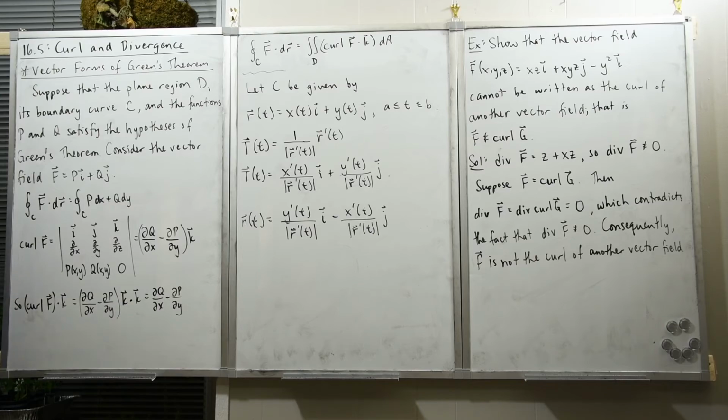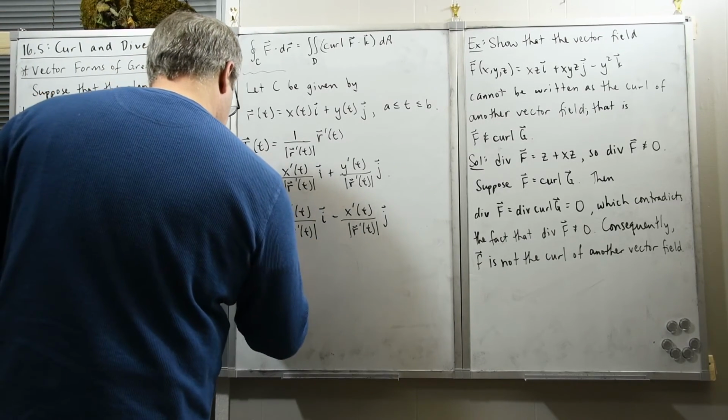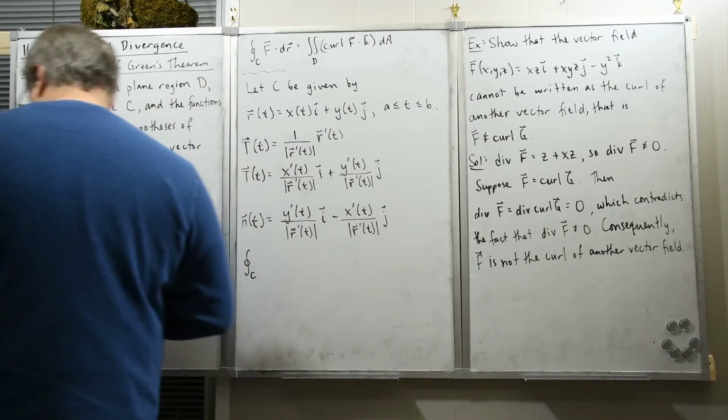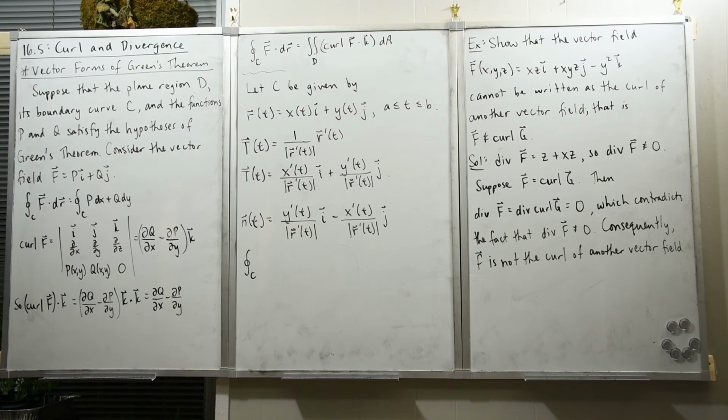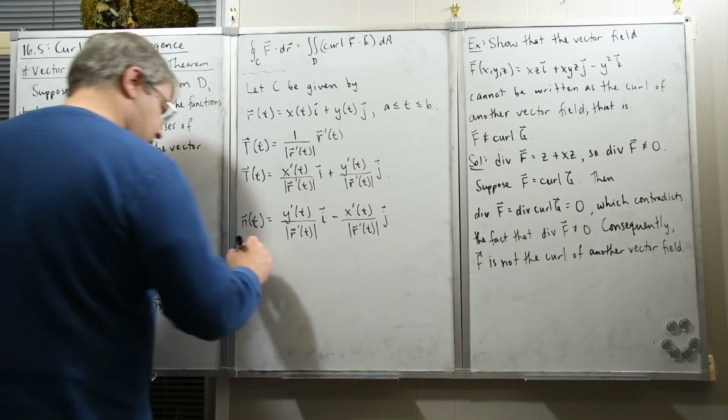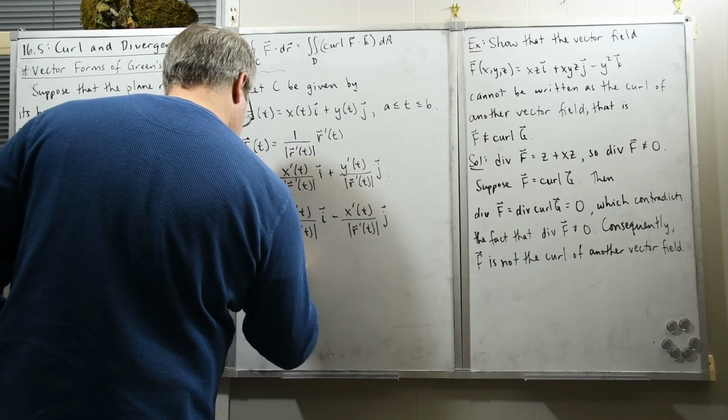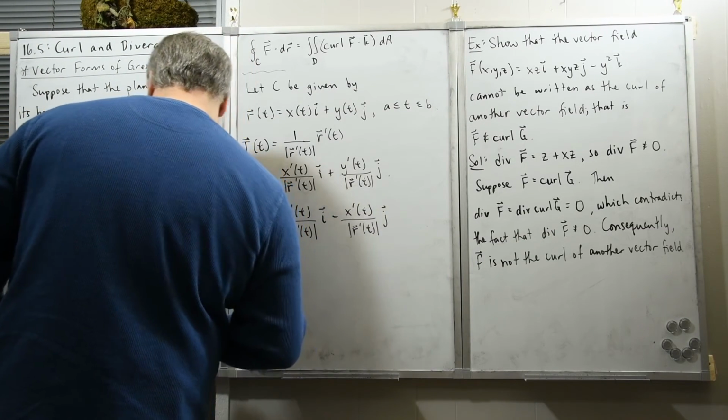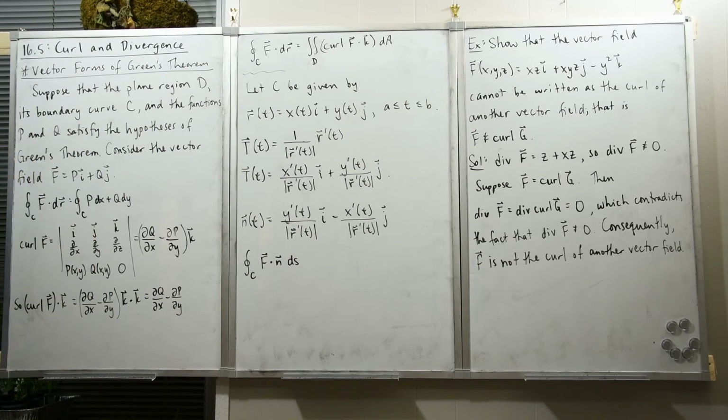And so we think about the line integral along C. But this time we're going to take a look at the dot product of f and n with respect to arc length. Now, what exactly is that going to give us?